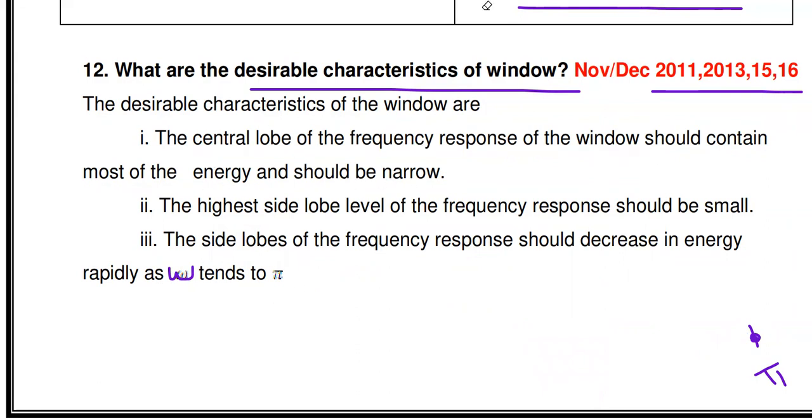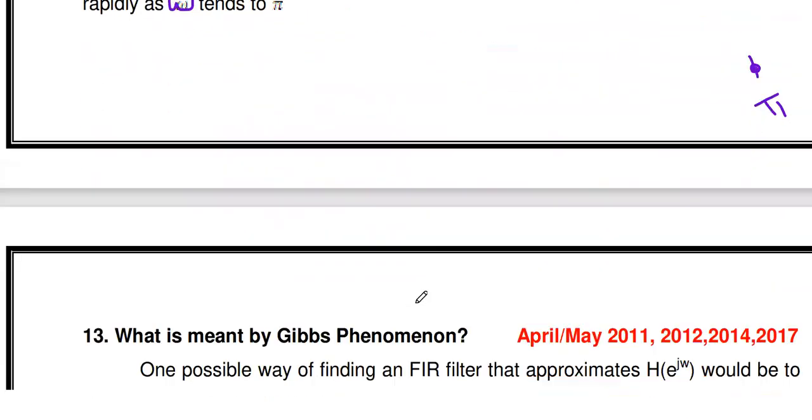The central lobe of the frequency response of the window should contain most of the energy and it should be very narrow. The highest side lobe level should be very small. When omega reaches pi, the side lobe reaches zero value. So these are the desirable characteristics of any windowing function.